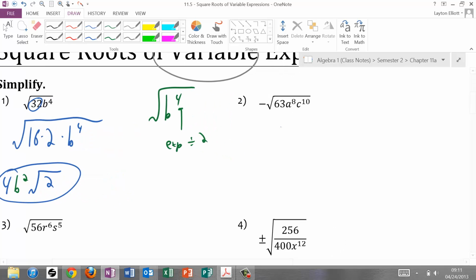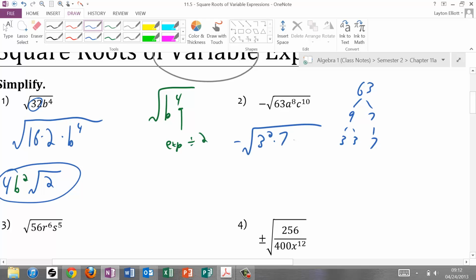Let's do it another way in number 2. If I take 63 and do a prime factorization, I end up with 9 times 7, or 3 times 3 times 7. Well, let's express that as a negative square root. This would be 3 squared times 7 times a to the 8th times c to the 10th. And we're going to take every exponent and divide it by 2 when we bring it out.